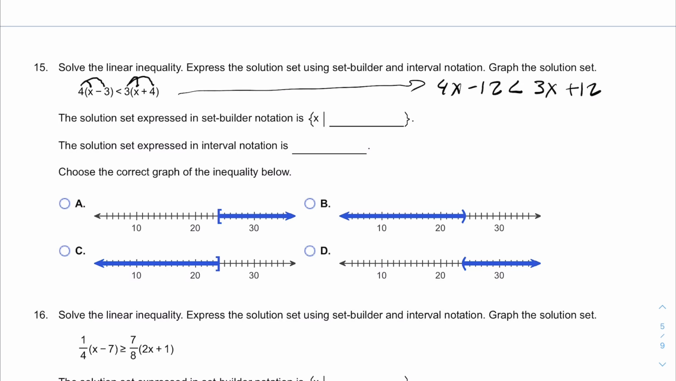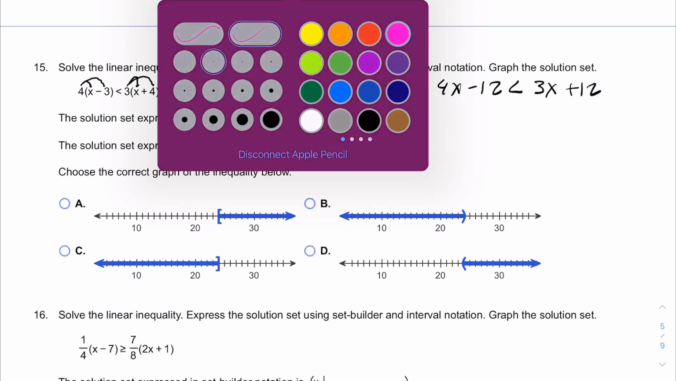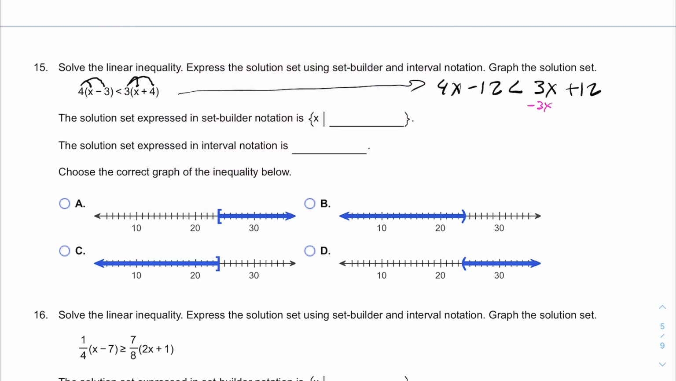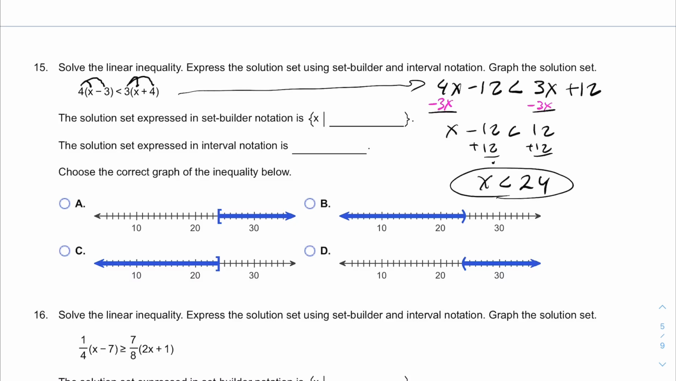Okay, now we want to solve for x, meaning I really want to get all my x's on the same side. So if I subtract 3x on the right and subtract 3x on the left, I'm going to get x minus 12 is less than, that zeroes out, 12. Now I'm going to add 12 on both sides, trying to isolate the x, and that zeroes out, and x is less than 24. So that is my answer. x is less than 24.